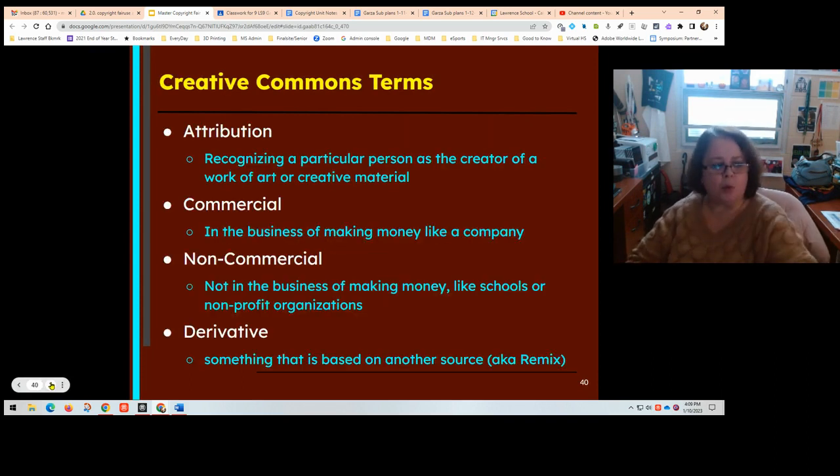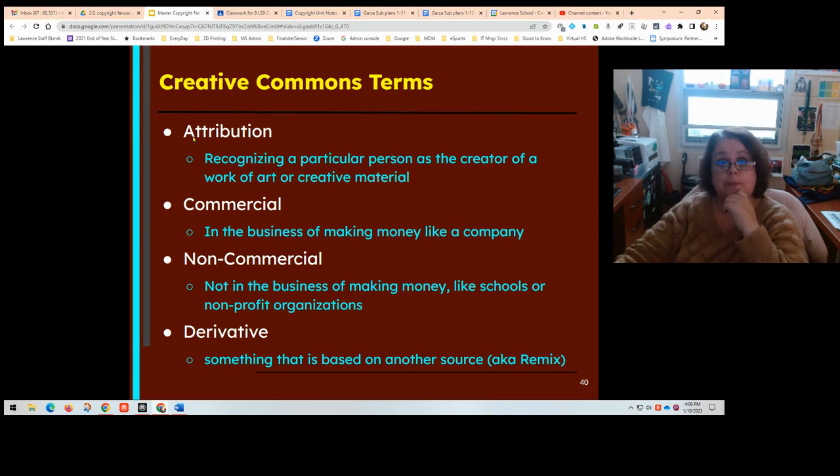These next four terms are related to Creative Commons, and I want to make sure everybody knows what they are before we get into the nitty-gritty of all the other licenses for Creative Commons. The first word that comes up a lot is attribution. Attribution is recognizing a particular person as the creator of a work or a creative material.